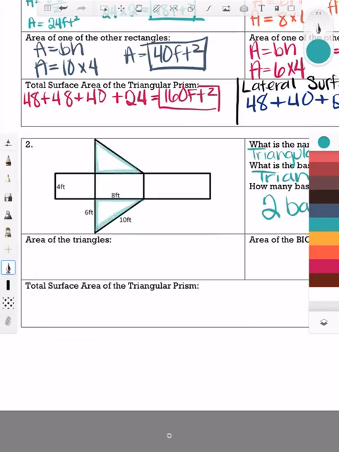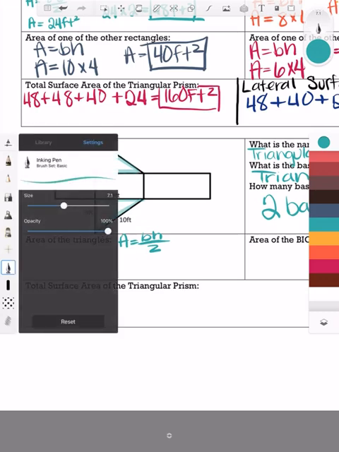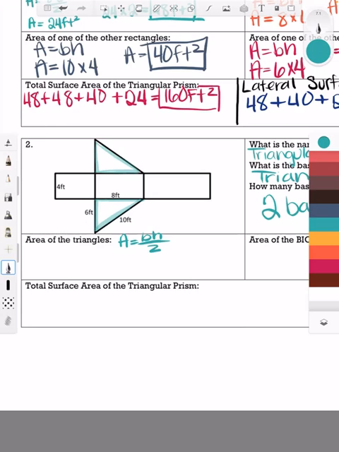If I want to find the area of a triangle, I'm going to do area is equal to base times height divided by 2. So I'm going to multiply the two sides that create a right angle, and that's 6 and 8. Area is equal to 6 times 8 divided by 2.